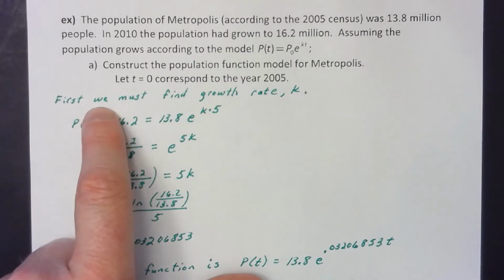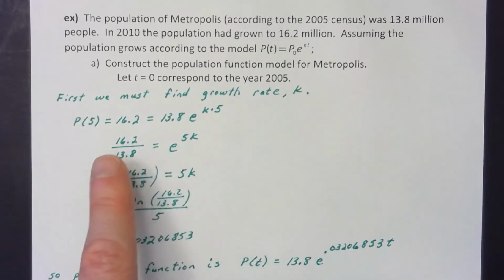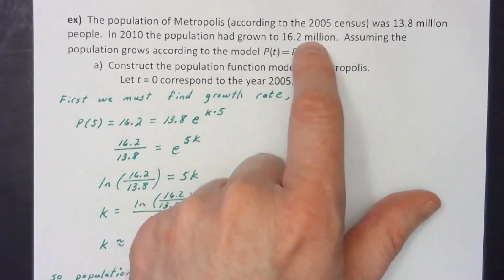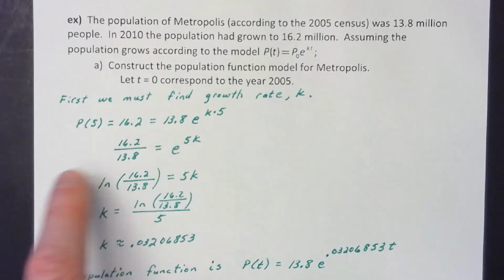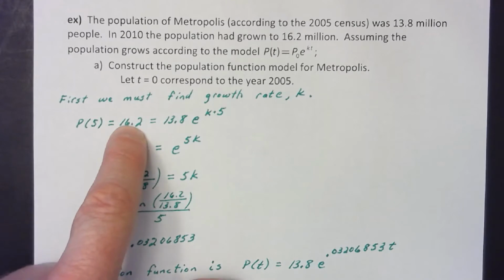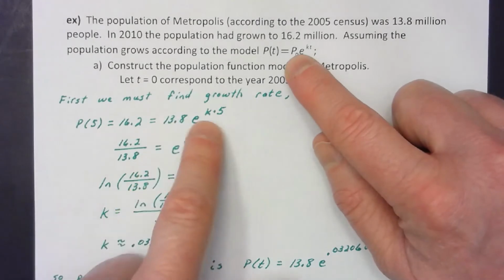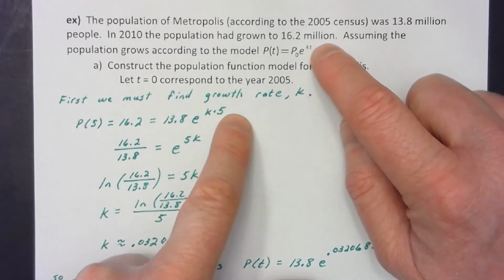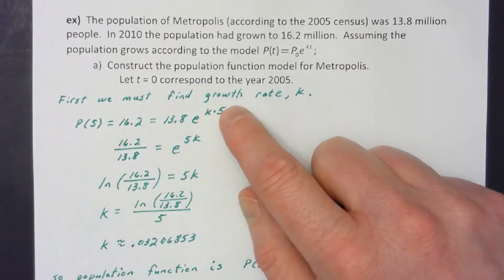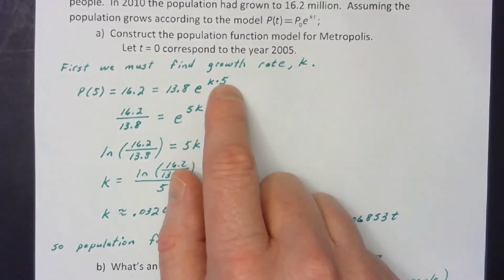Now, in order to get a population function, you need to find what that growth rate is. So you use the data presented in the problem. We know 5 years later in 2010, the population was 16.2. So I can say the population at 5 is equal to 16.2. That's going to have to equal your formula, your original population, 13.8 million, times e to the k times t power. Well, you don't know what k is, but you do know what t is. 5 years later, it was 16.2. So we get 16.2 is equal to 13.8 e to the k times 5 power.